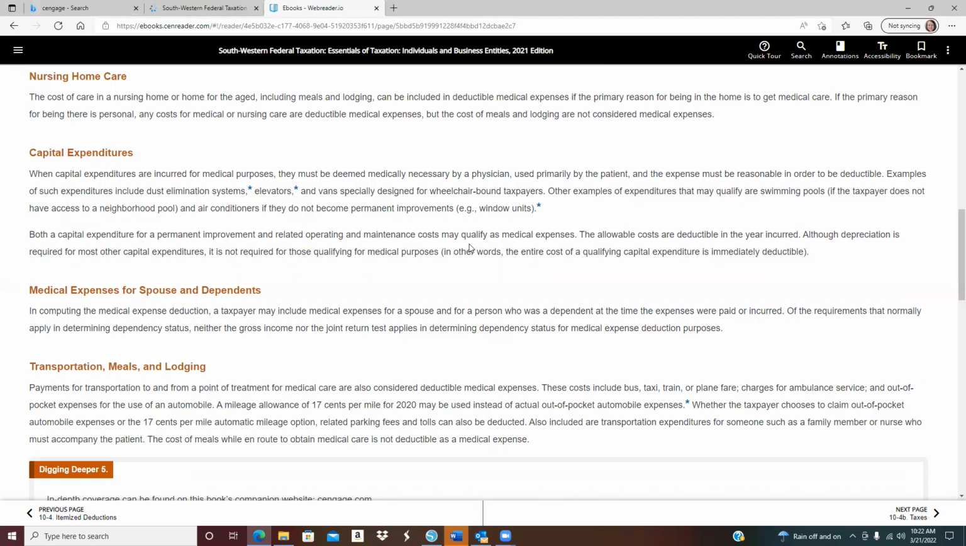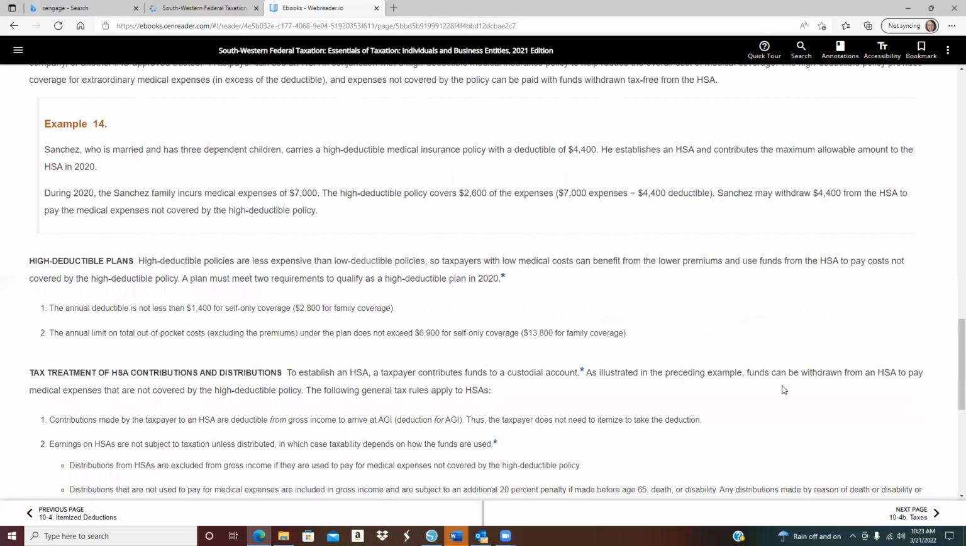Medical expenses for spouses and dependents. A tax deduction is dependent on the time the expenses were paid or incurred. Transportation, meals and lodging: payments for transportation to or from appointments. The costs include bus, taxi, train, or plane fare, charges for ambulance services, and out-of-pocket expenses for the use of an automobile. All right, so those are all considered medical expenses that can be deducted.